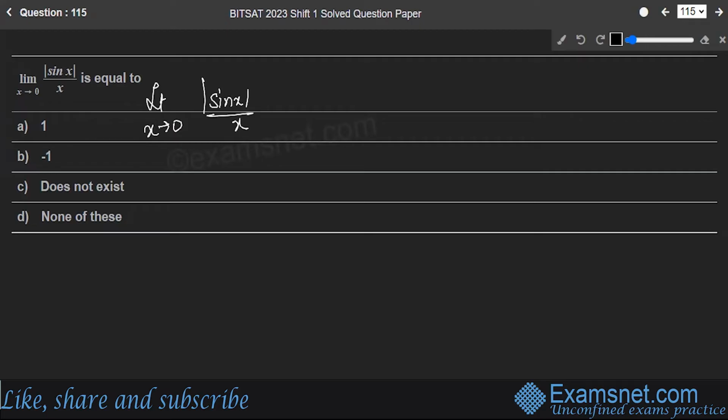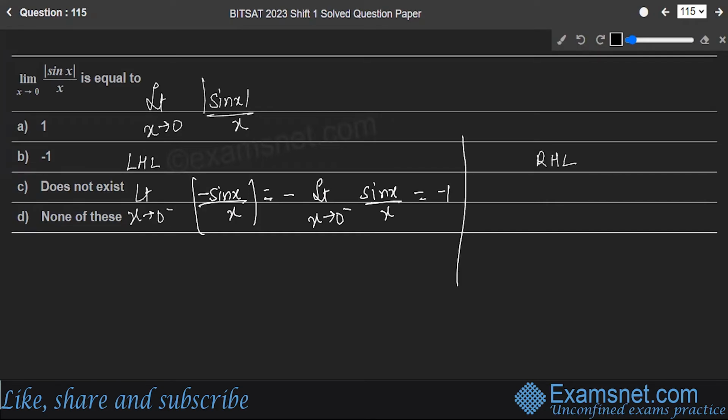If I take the left hand limit and the right hand limit, the left hand limit says limit x approaching 0 minus of minus sine x upon x, which is equal to minus, taking it outside, limit x approaching 0 minus of sine x upon x, and this is equal to minus 1. Now the right hand limit, x approaching 0 plus, is sine x upon x, which is equal to 1.